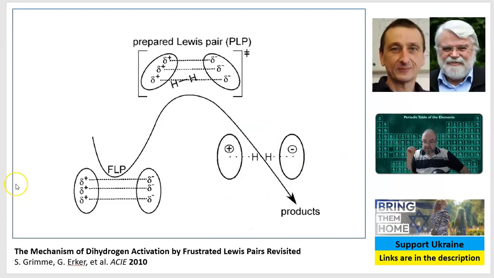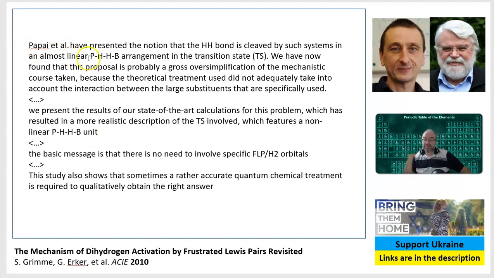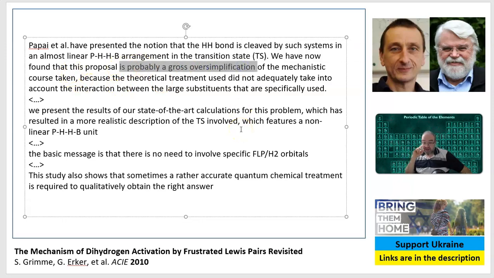So this one. And I'll give a few citations so you understand what the actual drama is that they try to make in this paper. Okay, so they say: Papai et al. have presented the notion that the H-H bond is cleaved by such a system, the associated Lewis acid and Lewis base, in an almost linear P-H-H-B arrangement, like in the transition state. We have now found that this proposal is probably a gross oversimplification of the mechanistic course taken, because the theoretical treatment used did not adequately take into account the interaction between the large substituents that are specifically used.